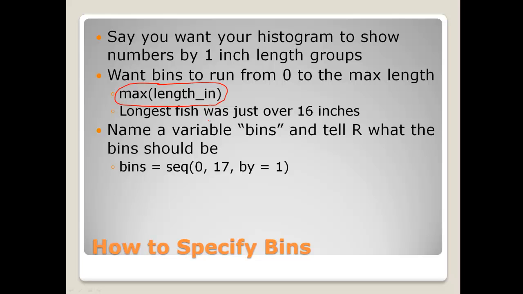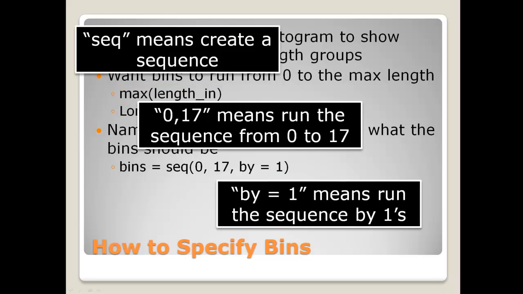So then what we want to do is create a new variable that we'll call bins. We could call it anything, but we're going to call it bins. And then we're going to tell R what should go into that variable. And what's going to go in that variable is the bins that we want to use for the histogram. And so what we have here is a command called seq, for sequence, 0, 17, by equals 1. Well, what does this mean? Seq means create a sequence. 0, comma 17 means that the sequence is going to start at 0 and end at 17. And then by equals 1 means the sequence is going to go by ones.